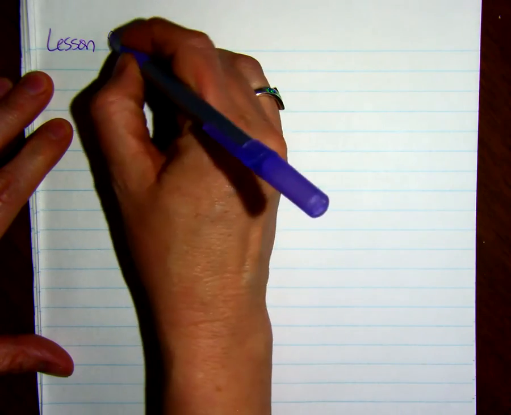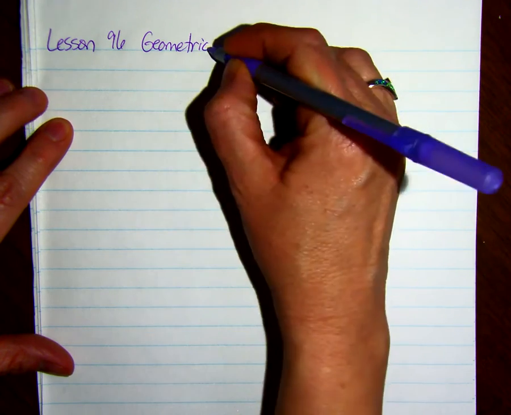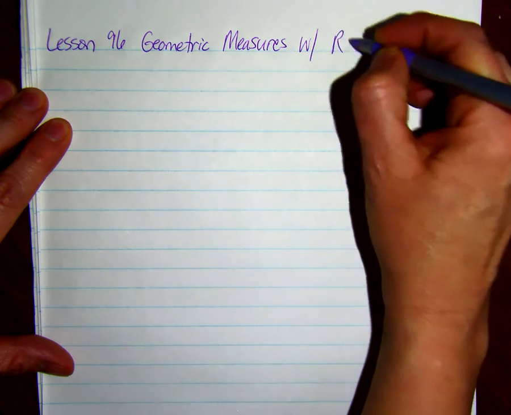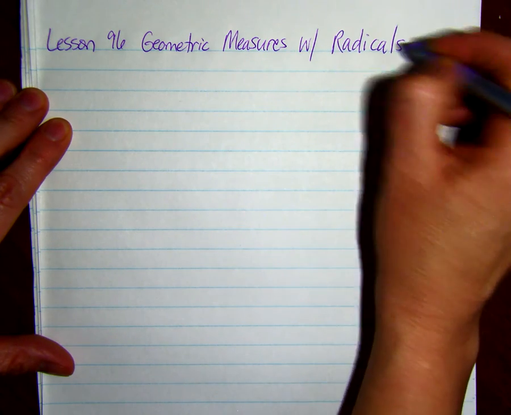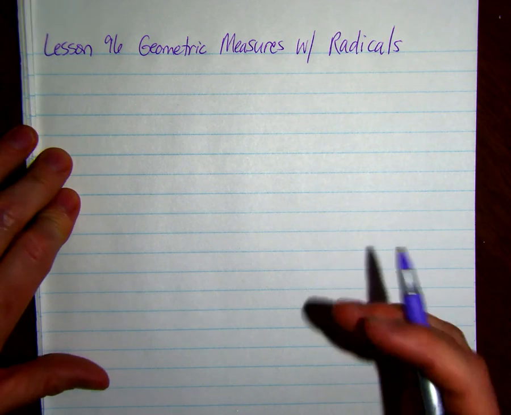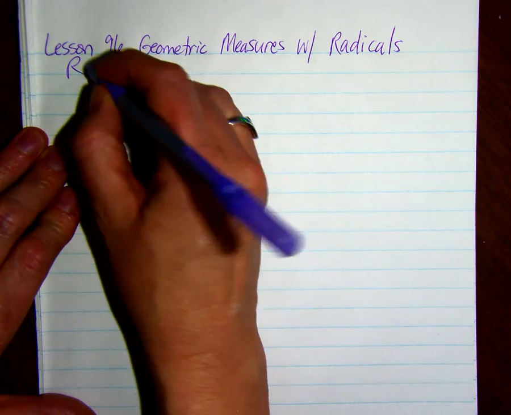Lesson 96, Geometric Measures with Radicals. A radical is just a root, like the square root, the cubed root, etc.